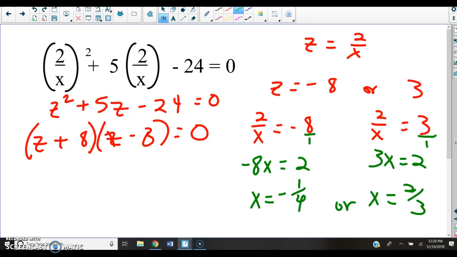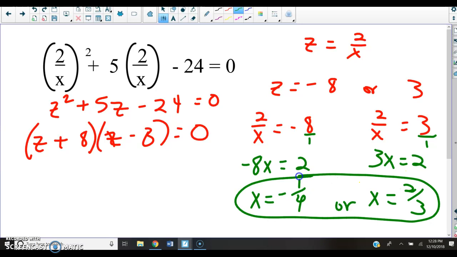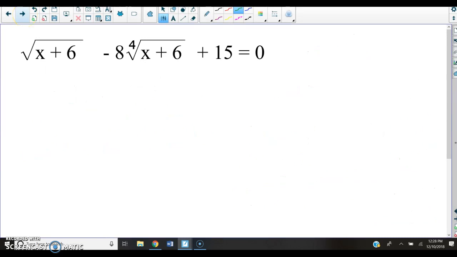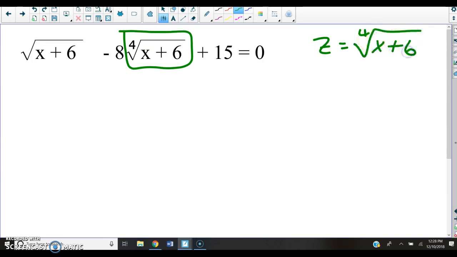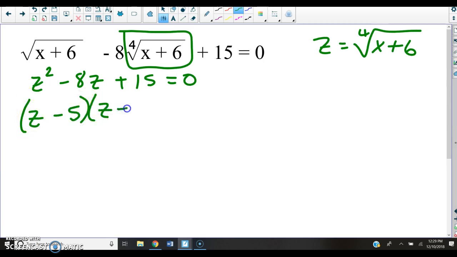Okay, started as an x squared. Okay, you can end as an x squared. All right. These can be pretty ugly too. Okay, but again, I would see that as my z. Okay, now I know I can't have a square root or 4th root of a negative. So this would be my z squared minus 8z plus 15 equals 0. Factors into z minus 5, z minus 3, I believe. So I got z equals 5 or 3.